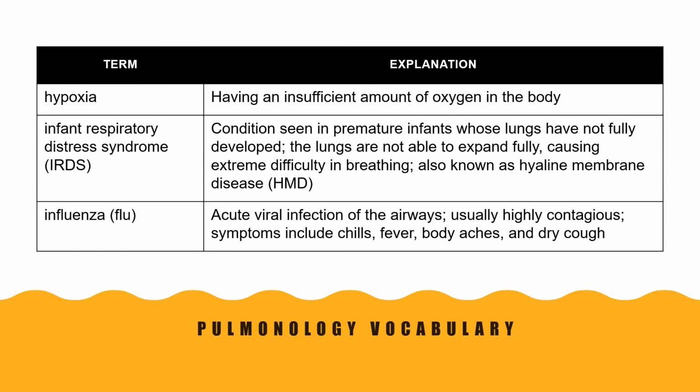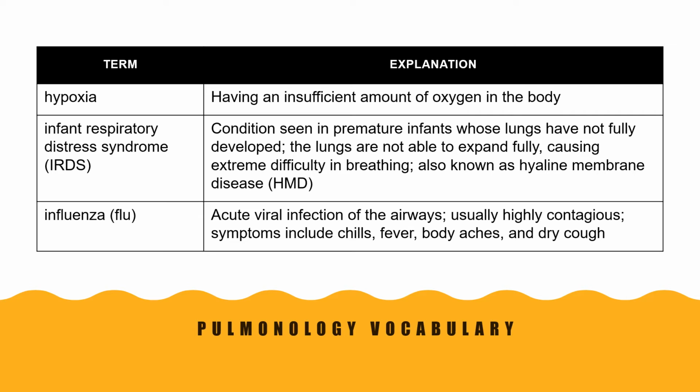Hypoxia means to have insufficient amounts of oxygen in the body. Infant respiratory distress syndrome, IRDS, is a common condition seen in premature infants whose lungs have not fully developed. The lungs aren't able to expand, and this causes extreme difficulty in breathing. This is also known as hyaline membrane disease, HMD.